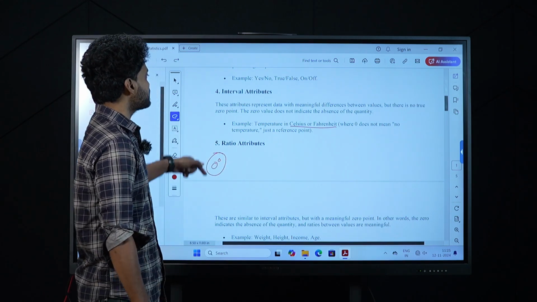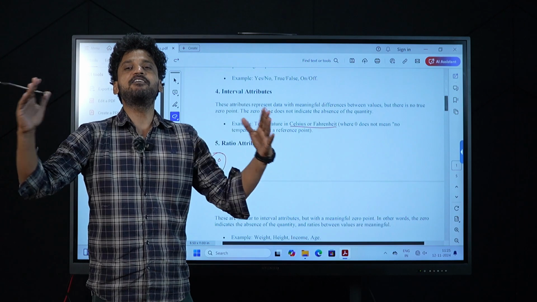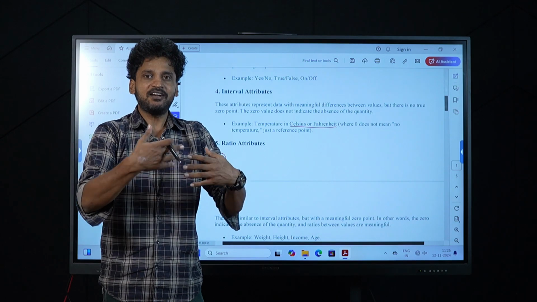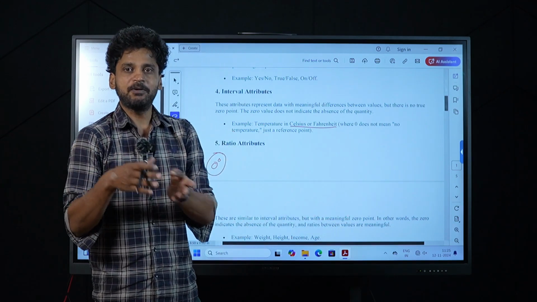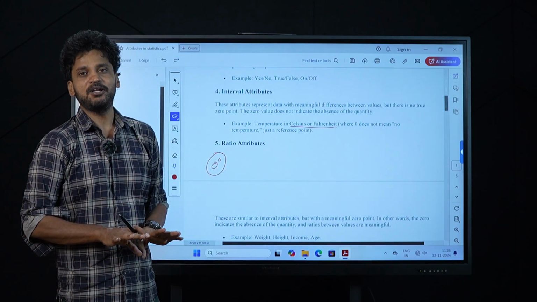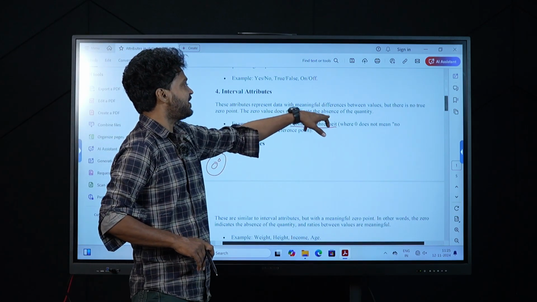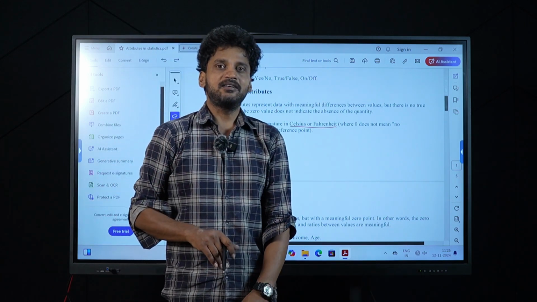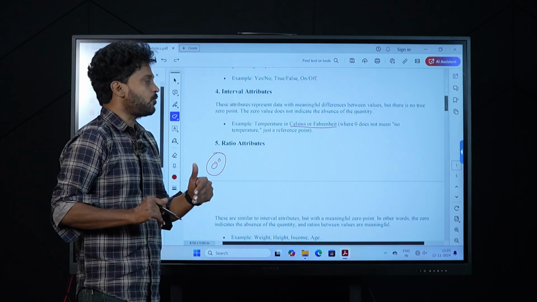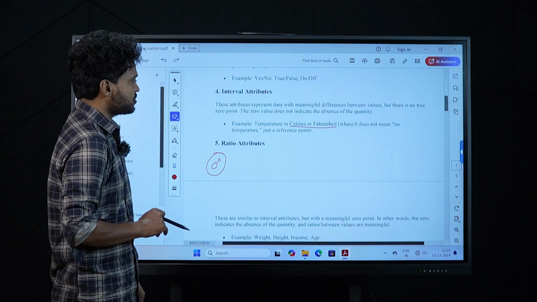What is an interval attribute? These attributes represent data with meaningful differences between the values. They will have meaningful differences from one value to another value. If you identify them, you will be able to get some characteristic, such as how hot or how cold with respect to a temperature. But in this case, more importantly, 0 doesn't mean that there is no temperature, right? There is no true 0 point. The 0 value does not indicate the absence of the quantity. Example, temperature in Celsius or Fahrenheit, where 0 does not mean no temperature, it is just a reference point.